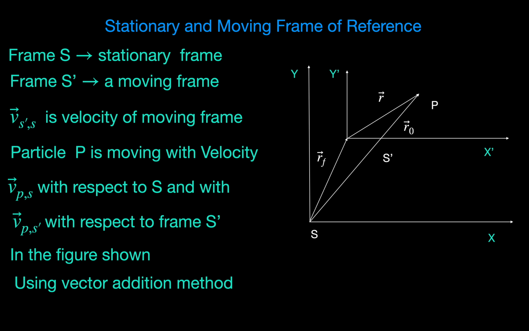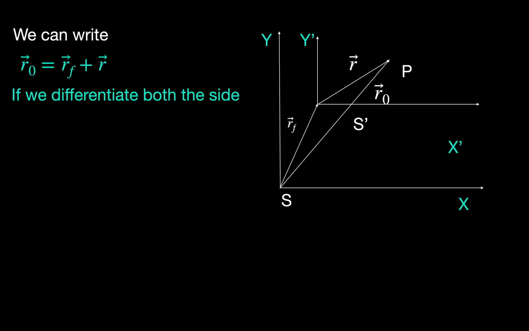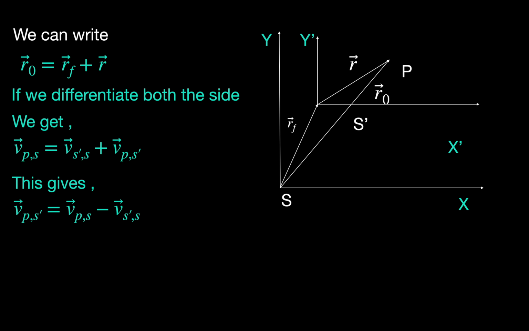So using the triangle of vector addition, we can write vector r0 equals vector rf plus vector r. If we differentiate both sides with respect to time, we will get vector v_ps equals vector v_s's plus vector v_ps'. If we take the relative velocity term vector v_ps' on the left hand side, we will get vector v_ps' equals vector v_ps minus vector v_s's.